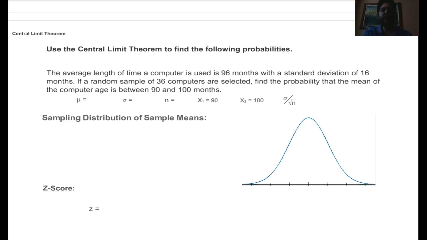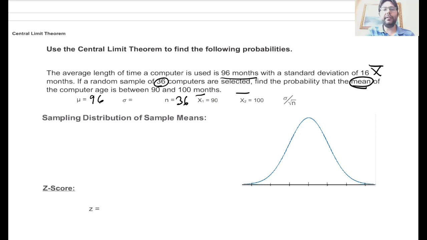So it says probability that the mean, so that means x bar, that means the mean age, so this should be x bar 1 and x bar 2. So x bar 1 is 90, x bar 2 is 100. Okay, and it says the random sample of 36 computers, so that's my n. It says the average length of time a computer is used is 96 months. So that's my mu. All right, and then the standard deviation is 16, so we'll put that there.